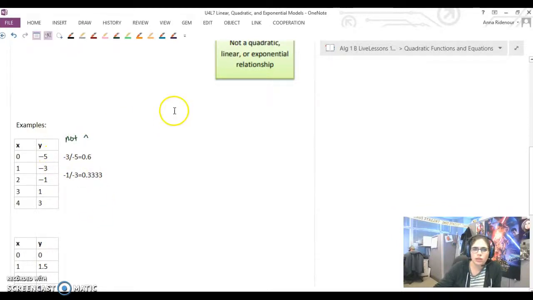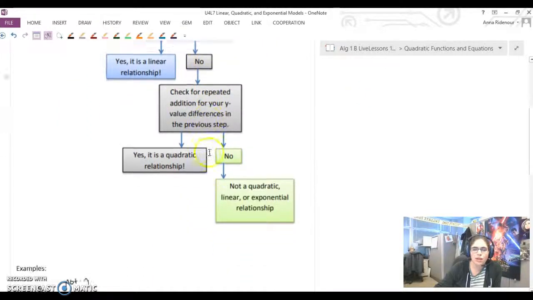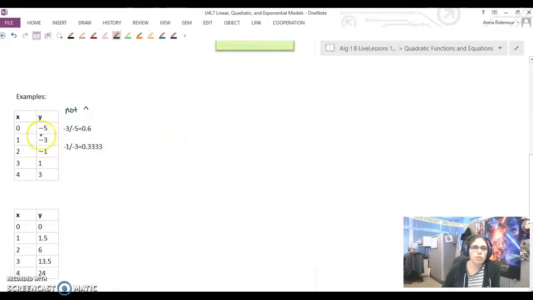So then next, according to my flowchart, you go to the blue part, check for repeated addition for the y values. So then if I look for repeated addition, this one I don't really have to use a calculator for. Negative 5 to negative 3, I'm adding 2. I'm adding 2 to get from negative 5 to negative 3, and then I'm adding 2 again to get from negative 3 to negative 1, and then adding 2 again, adding 2 again. So I do have repeated addition. I'm adding 2 to each y value to get the next y value, so this means it is linear.